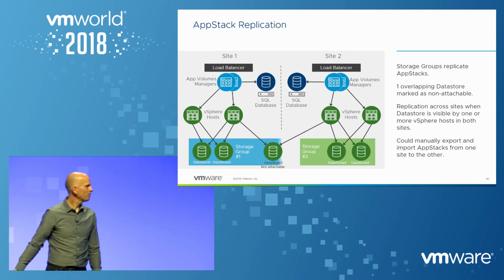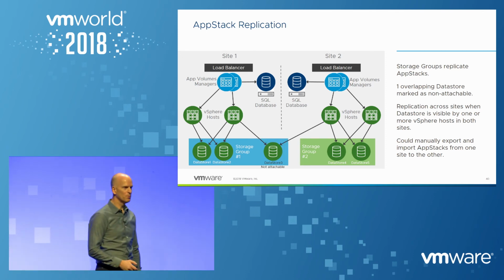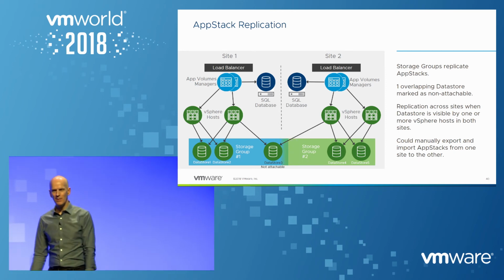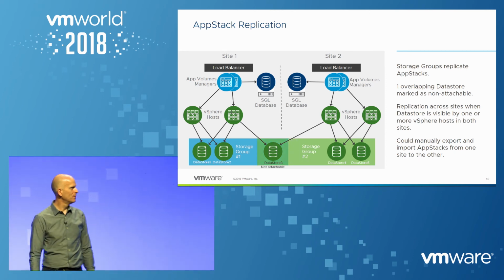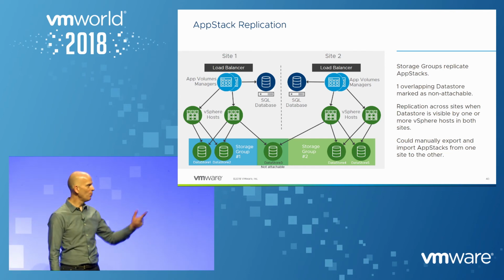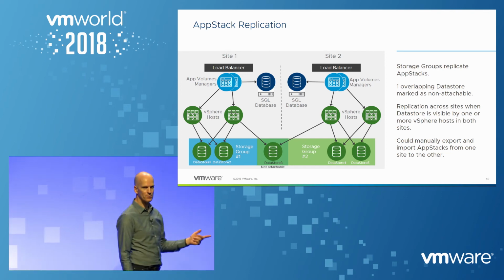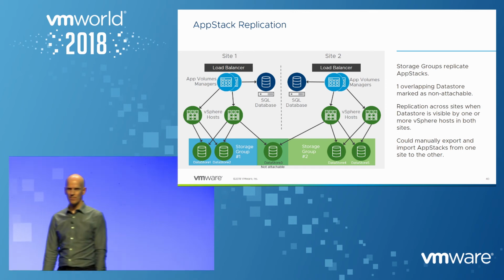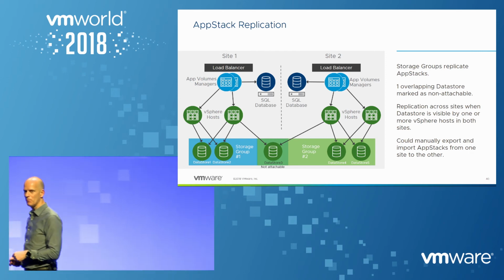And all we do is extend the storage groups. So anything that's on 1 will go to 2, will go to 3. And if I extend the storage group on the other side, anything on 3 will then make its way onto site 2. All we need then is one vSphere host at a minimum from each site to see that middleman. Then all app stacks are going to be able to replicate between storage.